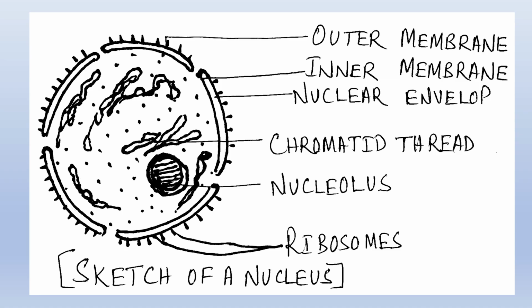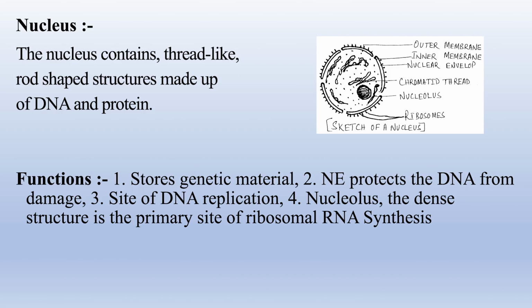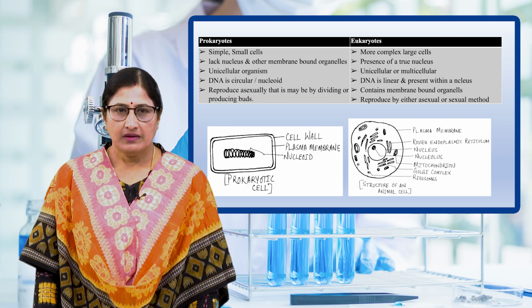And this nuclear membrane, nucleus, all these help in storing the genetic material. That means the function is it stores genetic material, it protects the DNA from damage. This is the site of DNA replication, and the nucleolus, that is the dense structure, is the primary site of ribosomal RNA synthesis.